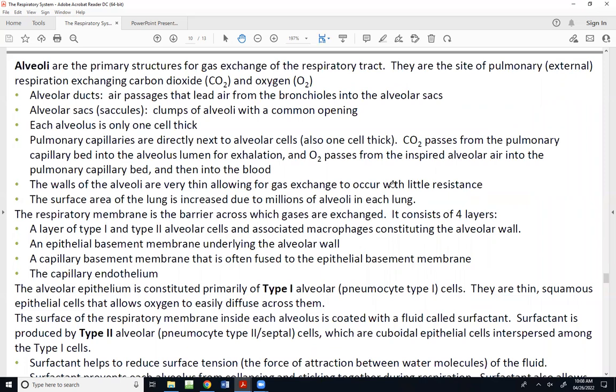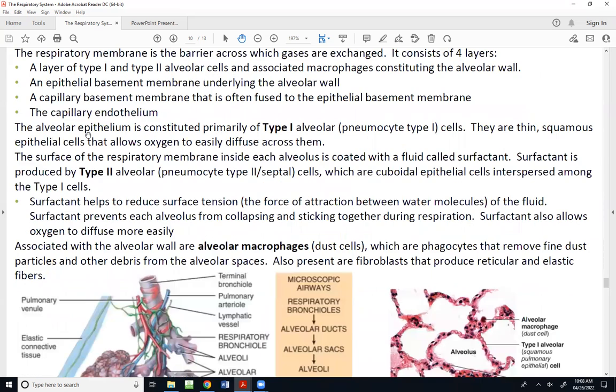In other words, this is where we're exchanging carbon dioxide and oxygen with our blood. O2 is entering the pulmonary capillaries, entering the blood. CO2, or carbon dioxide, is leaving it. Okay. Associated with alveoli are alveolar ducts and alveolar sacs, or as they're also described, saccules. The ducts are the air passages that lead from the bronchioles into the alveolar sacs. Alveolar sacs or alveolar saccules are just clumps of alveoli with a common opening.